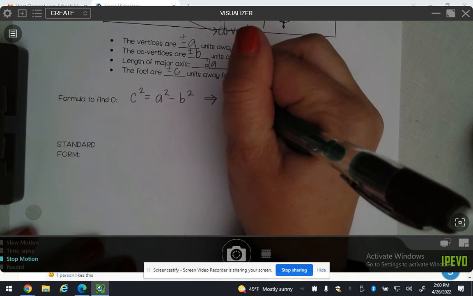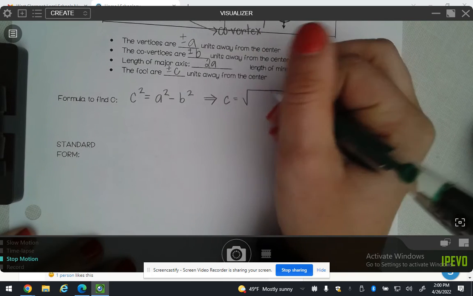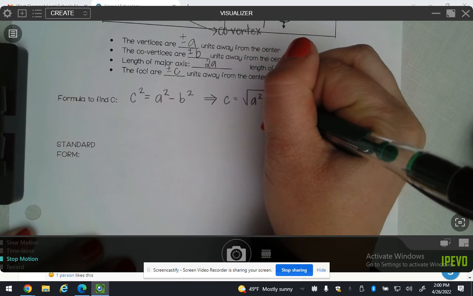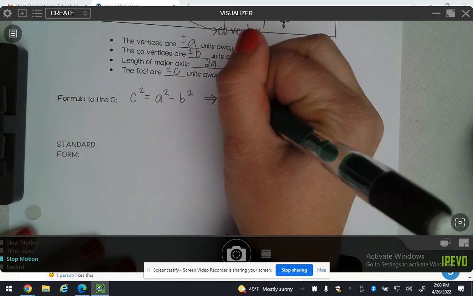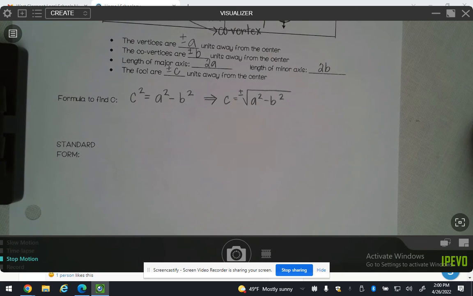You just take the square root of it. And don't forget, you're going to need a plus or minus on there, because again, there's two foci. Okay, now there's two different formulas you need for an ellipse.